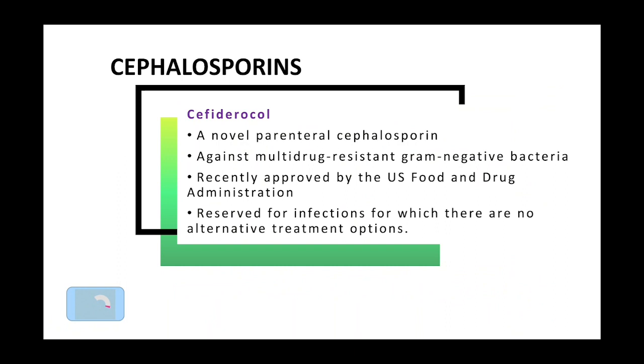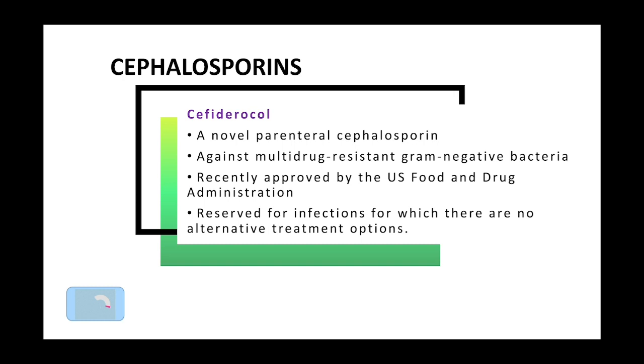Cefiderocol is thought to have poor gram-positive and anaerobic activity. According to the US FDA, cefiderocol has been approved for use in adults in complicated urinary tract infection and/or pyelonephritis due to highly resistant gram-negative organisms when there are no alternative therapy regimens.